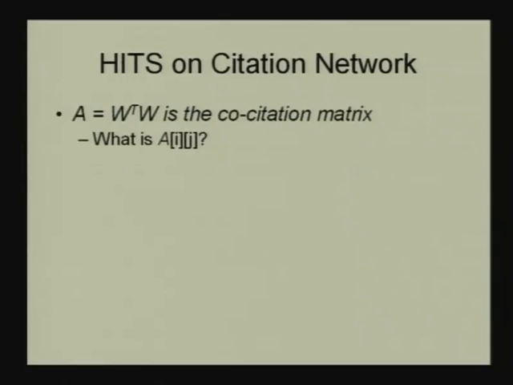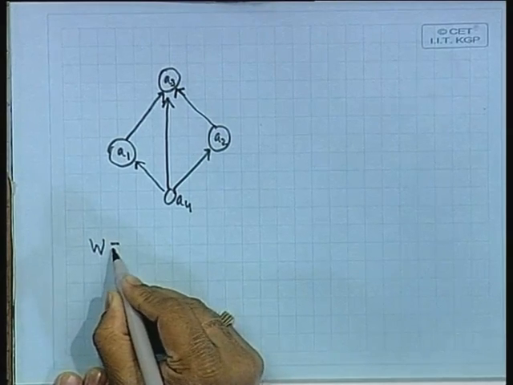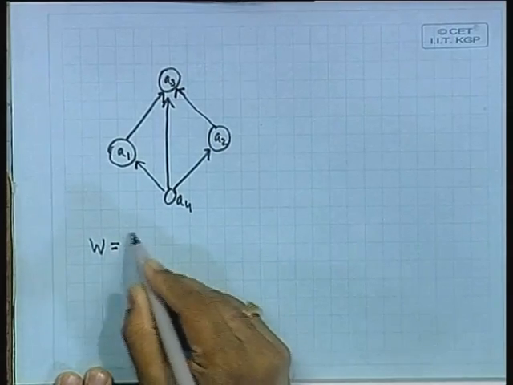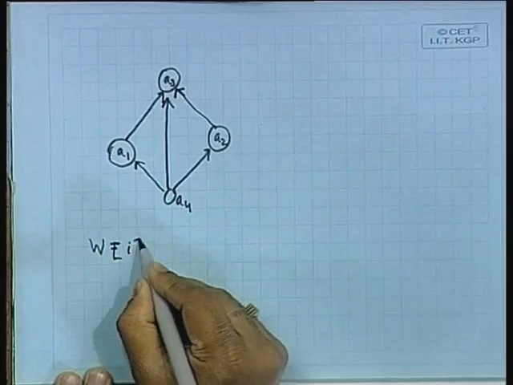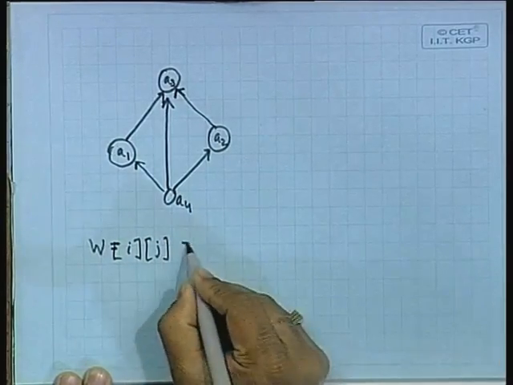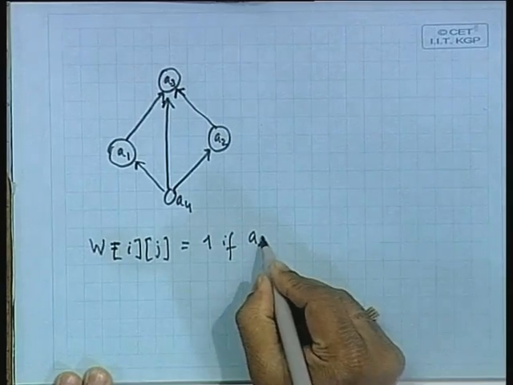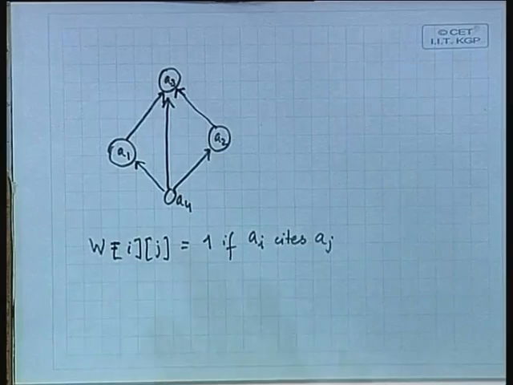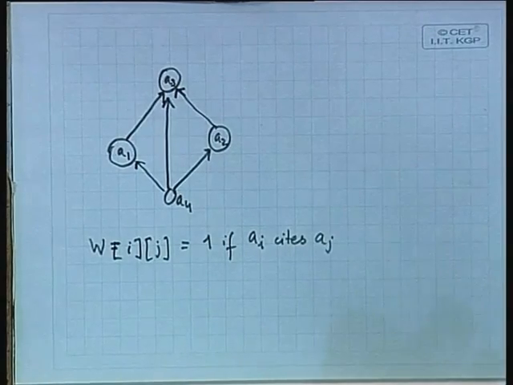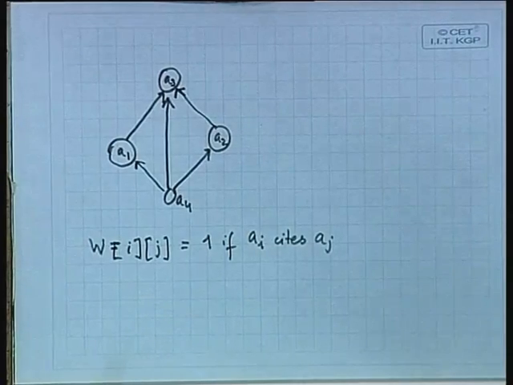So let's see what W transpose W means. What is W? Or rather, what is Wij? It is 1 if Ai cites Aj. This is the semantics of Wij. That's how we define this citation network and therefore this citation matrix.